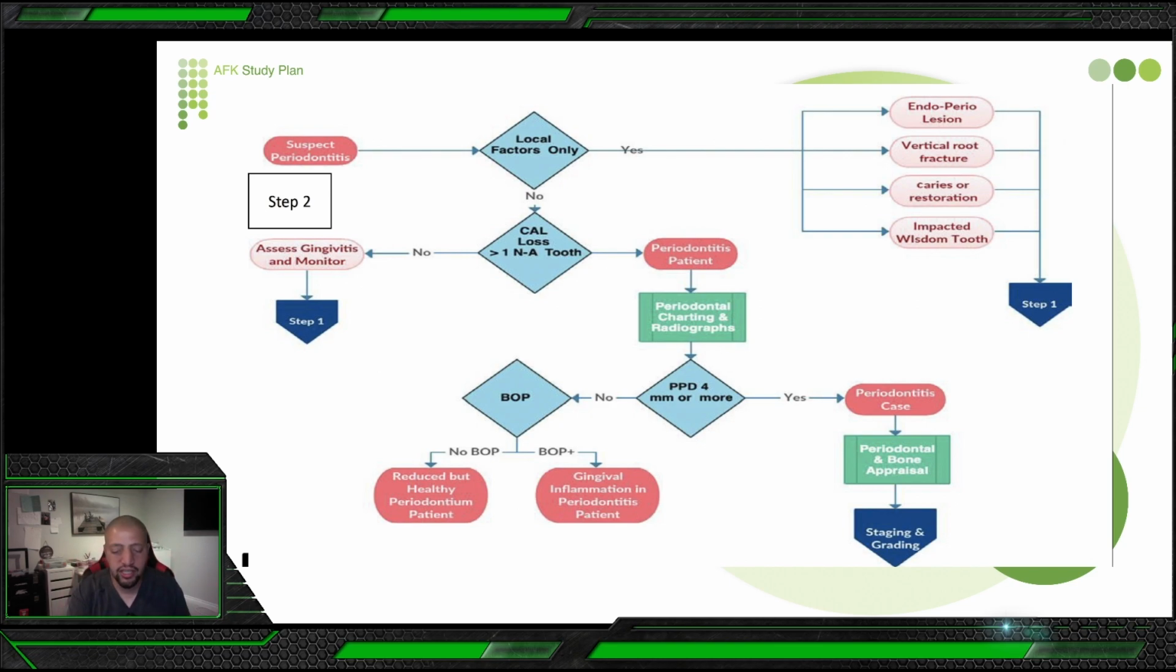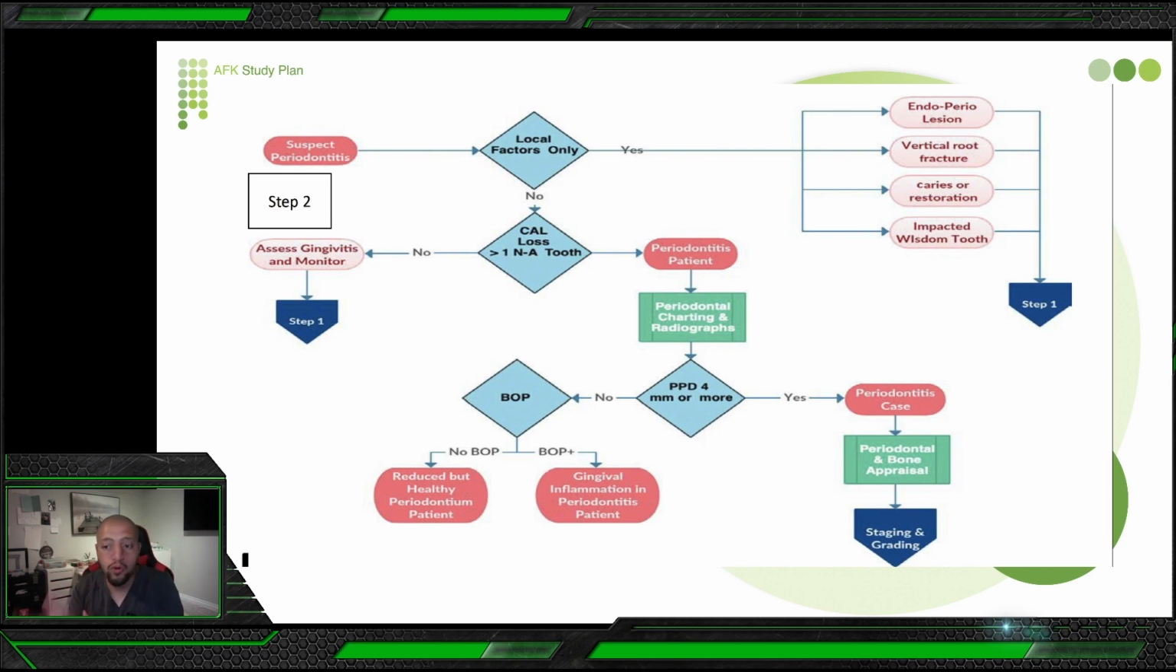I hope this is clear for you. I know it's a little tricky, so let me say it again. Periodontitis is a diagnosis of exclusion. If you have clinical attachment loss, you think about any other factor leading to it, including endo-perio lesion, vertical root fracture, faulty restoration, caries, or impacted wisdom tooth. If it's not due to these and you see a kissing lesion, you assess gingivitis and monitor. If it's not a kissing lesion, meaning the lesions are away from each other, you say it's periodontitis. And then you look at the probing depths.